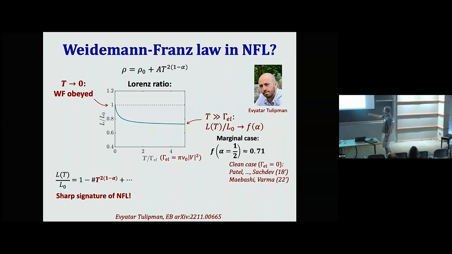Perhaps the interesting physics is all hidden in the first correction to the Lorentz ratio at low temperature. Okay, so at low temperature, L in units of L naught is 1 minus T to the power 2 times (1 minus alpha), precisely this exponent. If we can somehow measure the first correction to the Lorentz ratio as a function of temperature, that would actually tell us something about the mechanism of scattering in the system. That's actually my main message in this part.